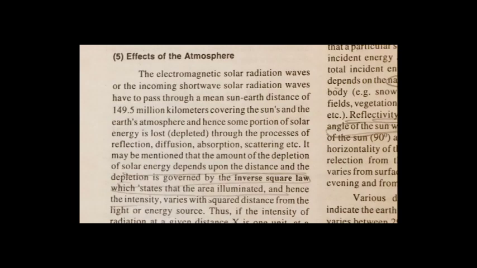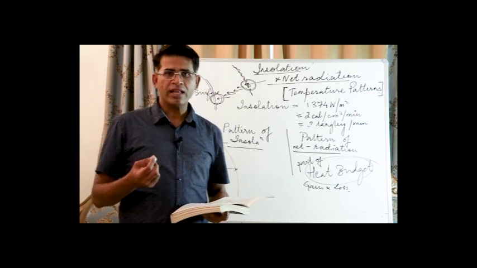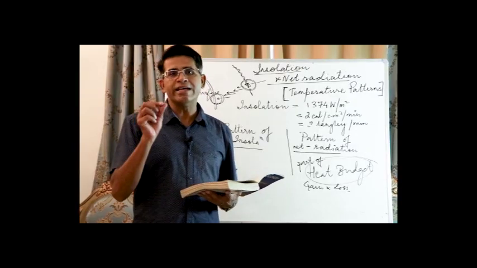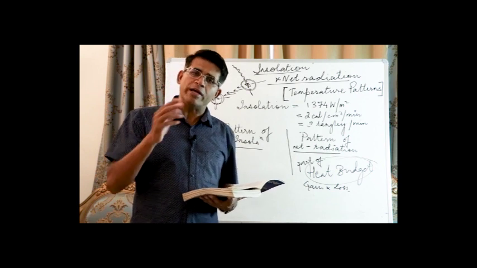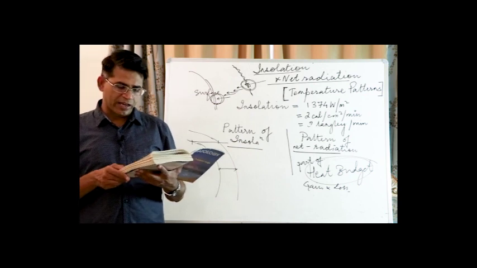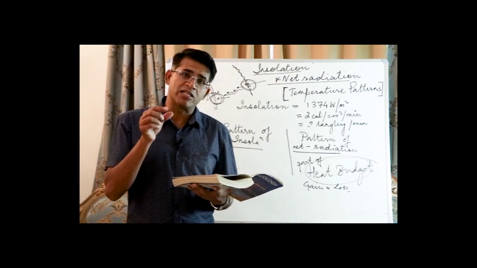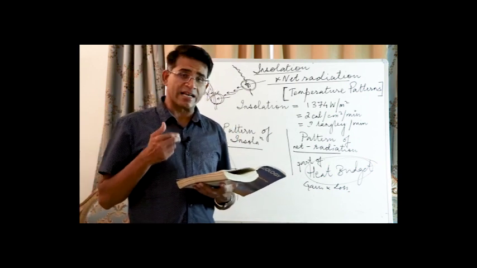Okay, effect of atmosphere includes reflection, the albedo component. It includes diffusion, and absorption and scattering. Scattering is one type of diffusion, and the scattering depends on the ratio between the size of the particles in the atmosphere, dust particles and so on, and the wavelength. So if the ratio is more, we have some type of scattering. If the ratio is less, we have another type of scattering. When the ratio is more, the size of particles is larger than the wavelength, we call it Mie scattering, M-I-E. Otherwise, it's called Rayleigh scattering.